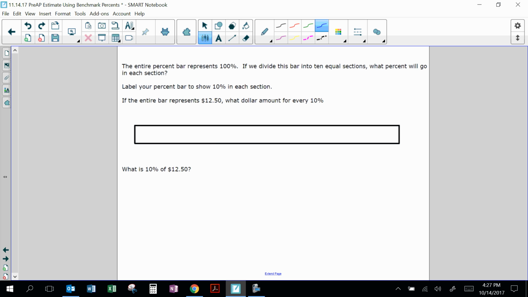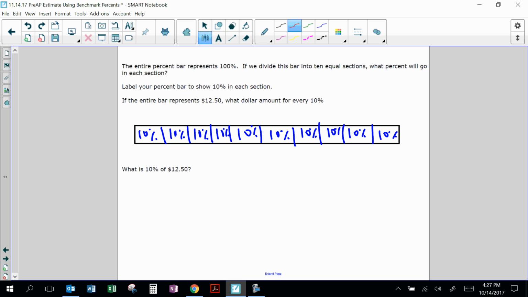So here's another one. This entire bar represents 100%. If we divide this bar into 10 equal sections, what percent will go in each section? Again, each section will be represented by 10%. So let's label that 10% in each section. Label your percent bar to show 10% in each section.